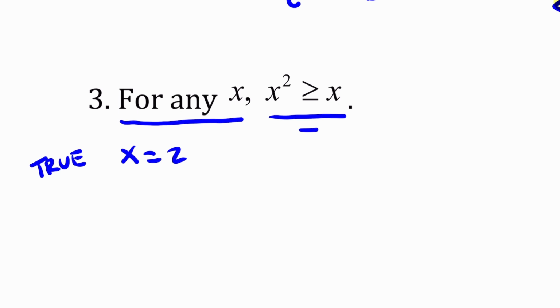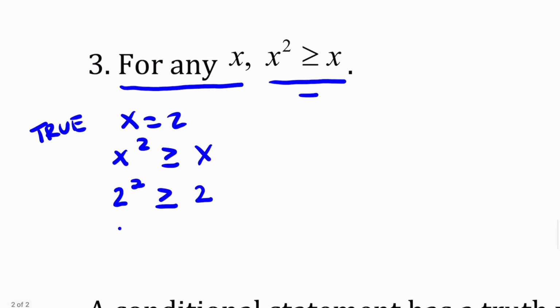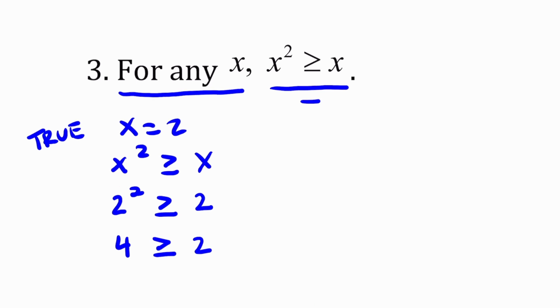So if x is equal to 2, and my conclusion is x squared greater than or equal to x, I'm going to replace these two x's with the number 2. So I have 2 squared greater than or equal to 2. And 2 squared is just 4. 4 greater than or equal to 2. Is 4 greater than or equal to 2? Yes. So the example x equals 2 makes the conjecture true. But our goal here is to provide a counterexample which will make the conjecture false.